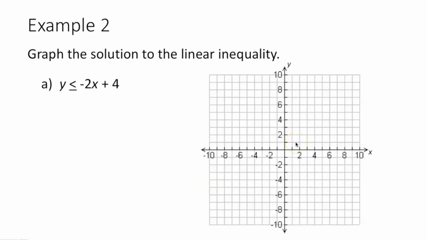Now, example 2 says graph the solution to the linear inequality. So we have y is less than or equal to negative 2x plus 4. So the first thing we want to do with our linear inequality is make sure it's in slope-intercept form. We have y, we have mx plus b. Perfect. We are in slope-intercept form.